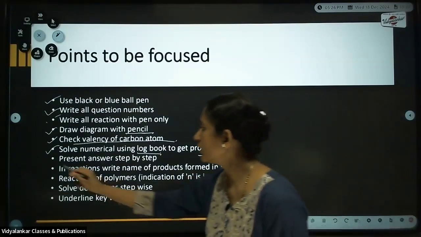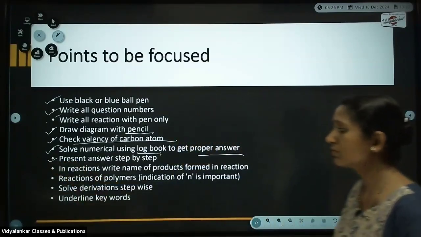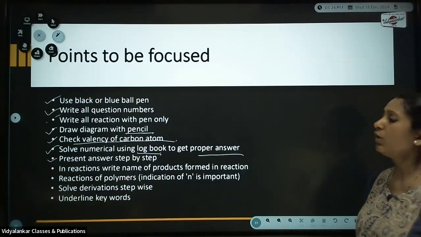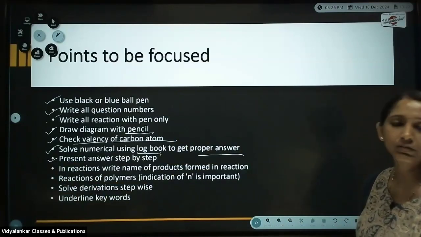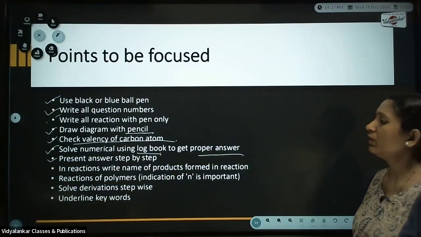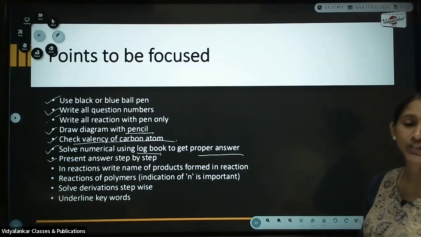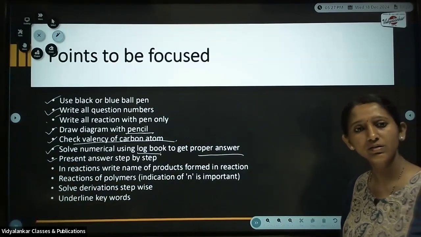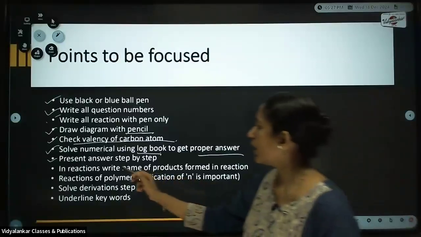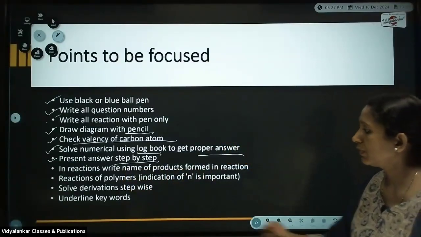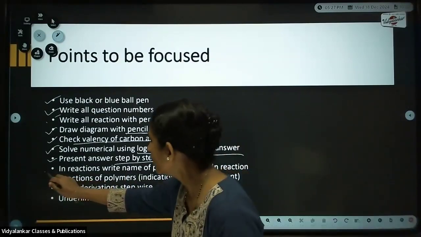Fine. After that, always present answers step by step. Whether it is a short note, a give-reason question, or an explain question, application, uses, functions, advantages, disadvantages, whatever is asked, write that in steps. Clear? Next is what?